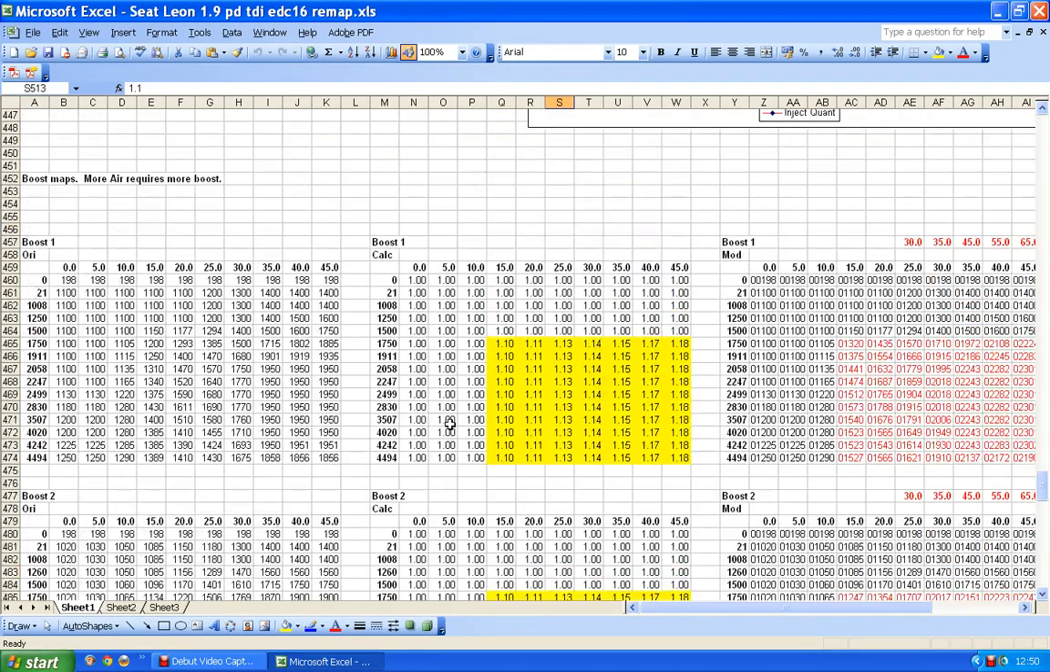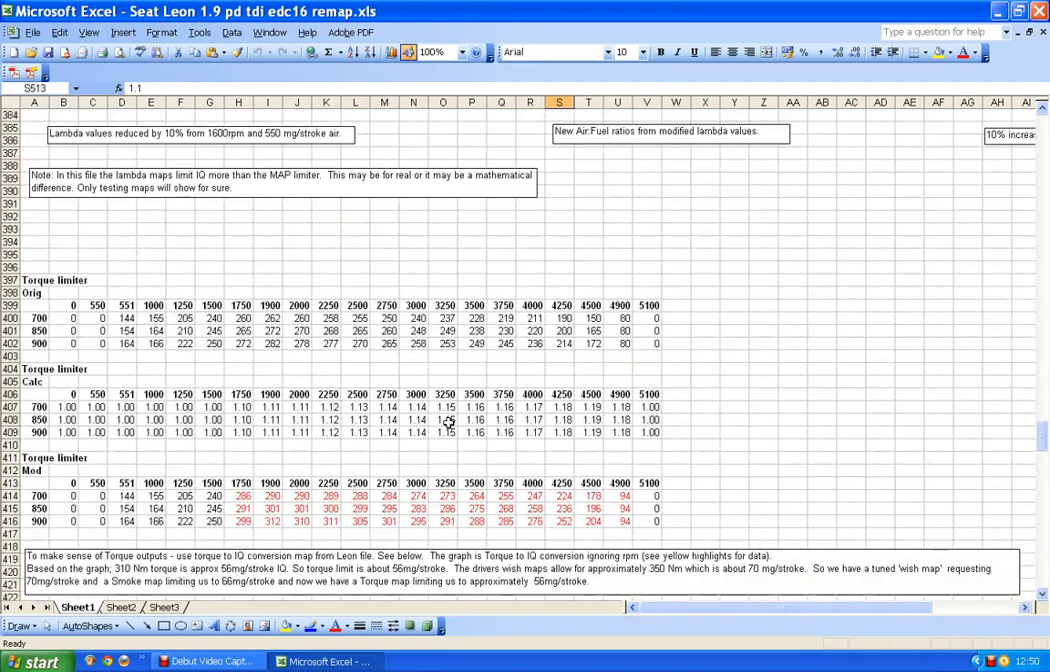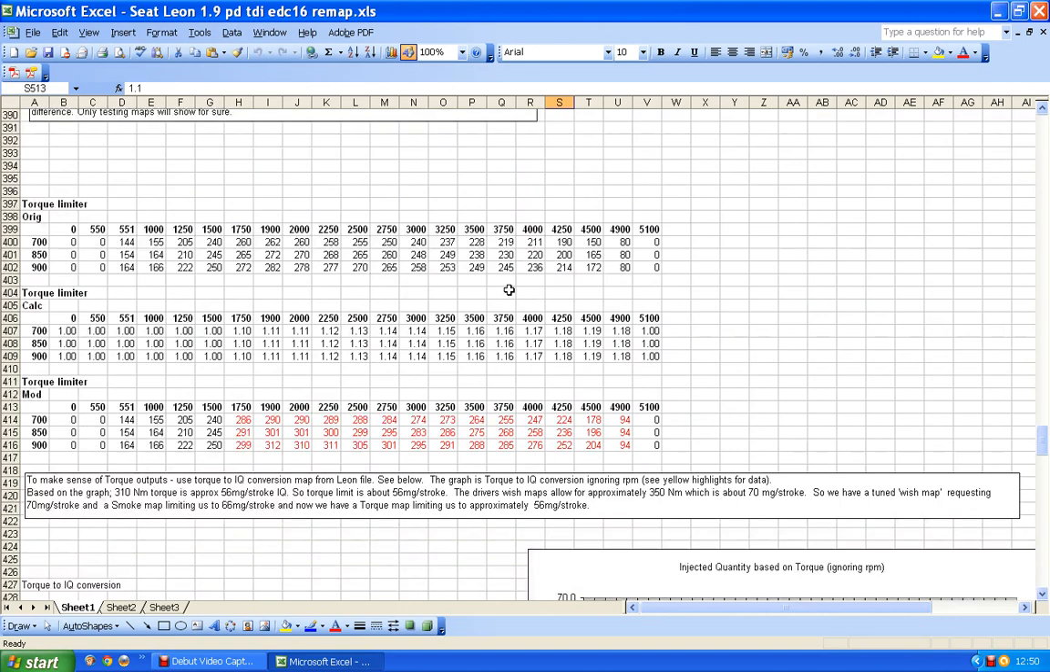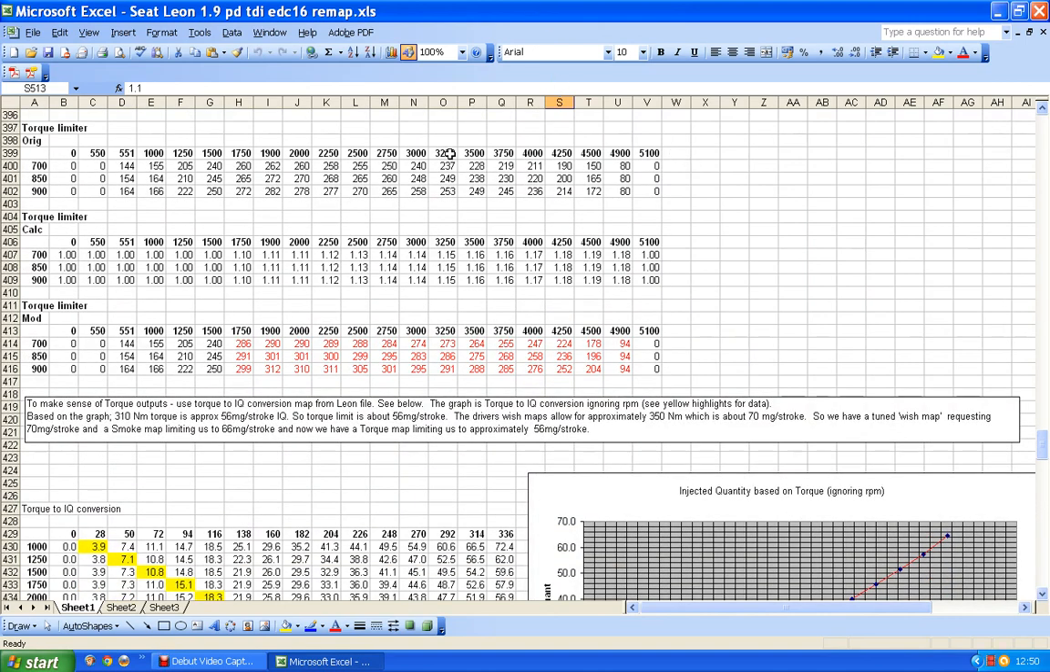Okay, in this video I'm going to have a look at the torque limiter, so I'm just going to go and find the torque limiter. There it is, as pulled straight off of my EDC16 layout file. So there's the torque limiter as it stands currently.